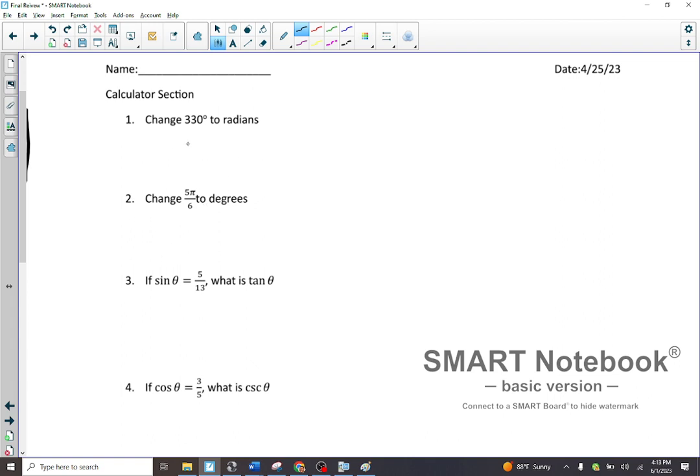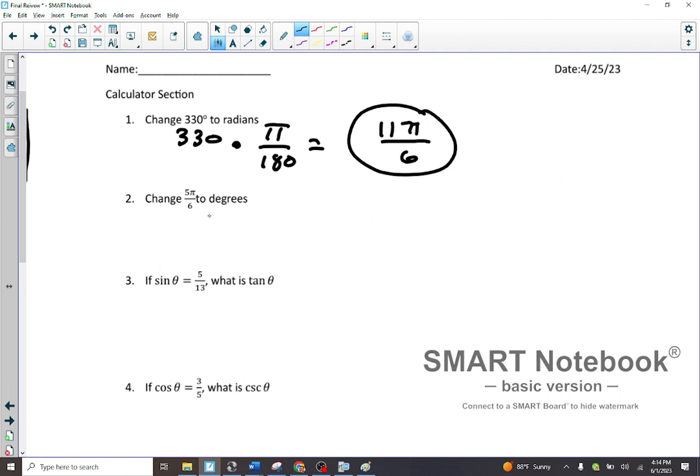So change 330 degrees to radians. Remember, 330 times pi over 180. Since I'm going to radians, you put pi on top. So that's going to be 11 pi over 6. Okay, now 5 pi over 6 times 180 over pi. Simplify when possible. Pi's cross out. Cross this to 1, cross this to 30. 5 times 30 is 150 degrees.